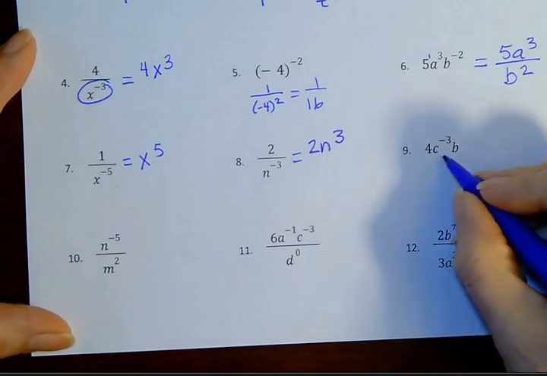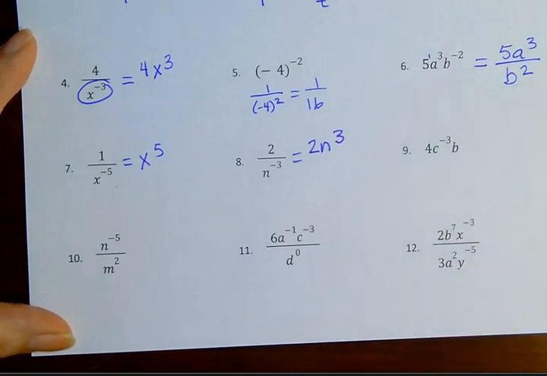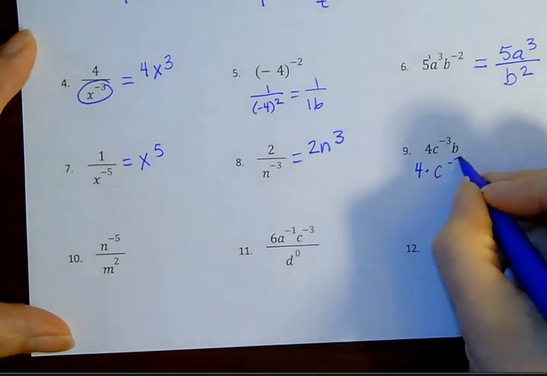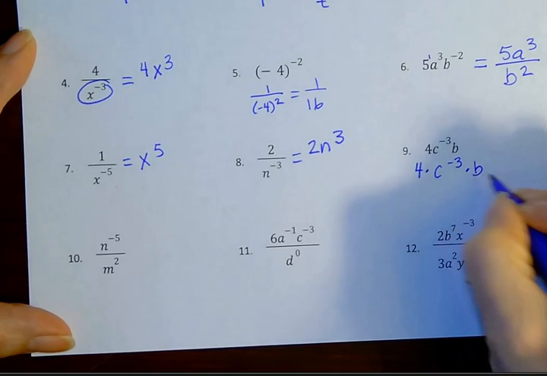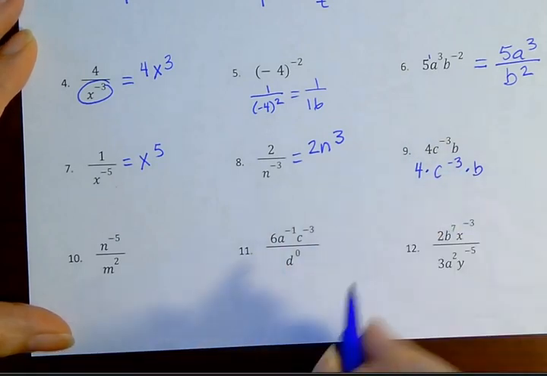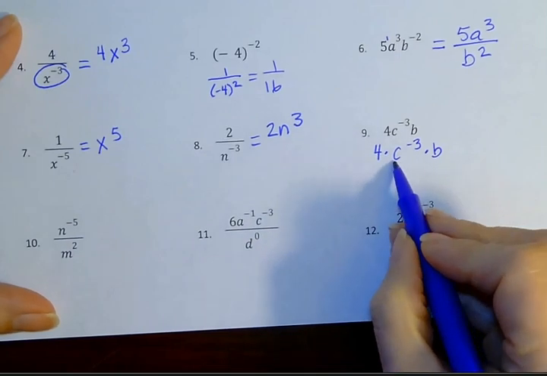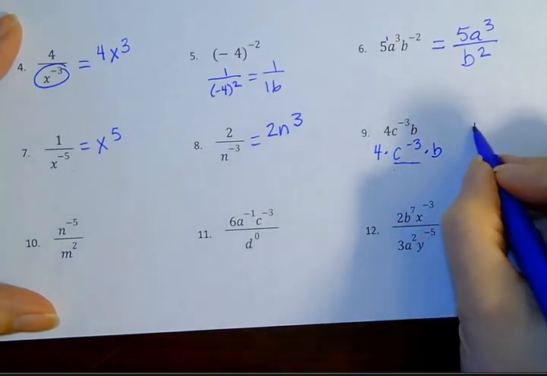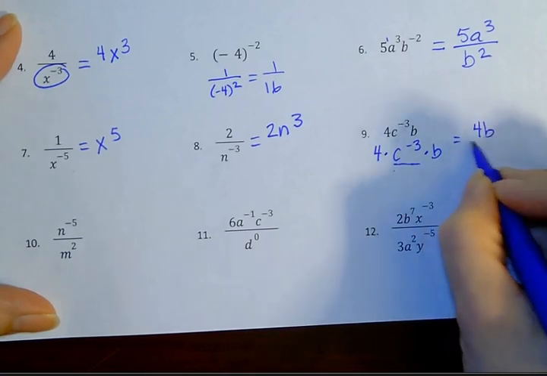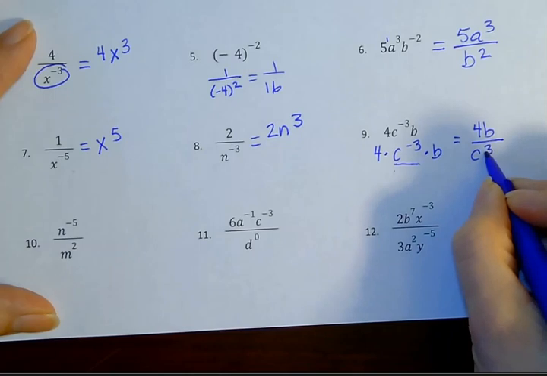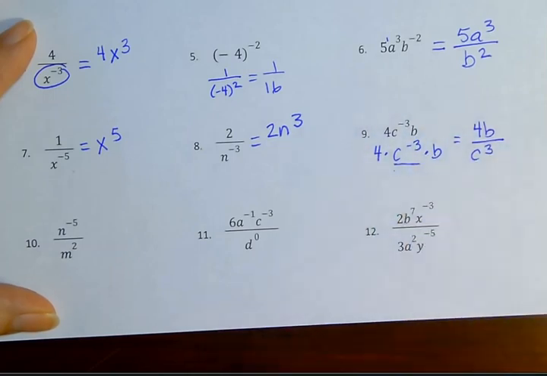4 times c to the -3 times b. The only thing that's unhappy here, and of course, you know I'm being silly when I say unhappy, numbers aren't unhappy. This is really 4 times c to the -3 times b. The only thing that has a negative exponent here is this middle part, c to the -3. So I'm going to keep 4 and b in the numerator, and I'm going to put c to the 3rd in the denominator. I put it from the numerator into the denominator and change the sign.